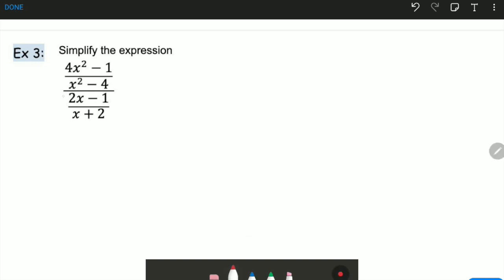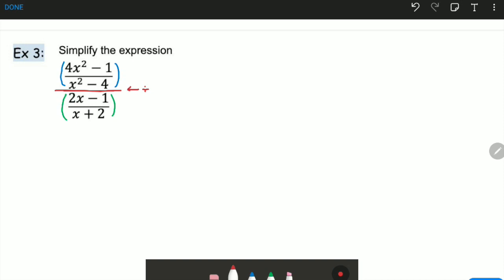Hopefully it's clear, but this fraction bar in the middle should be slightly longer than the others. Sometimes depending on what equation editor is used, it doesn't look that way, but since it is longer than the others, that means that this fraction on top is all one expression, and this fraction on the bottom is a separate expression. The fraction in the middle is just treated as a division sign, similar to the last problem.